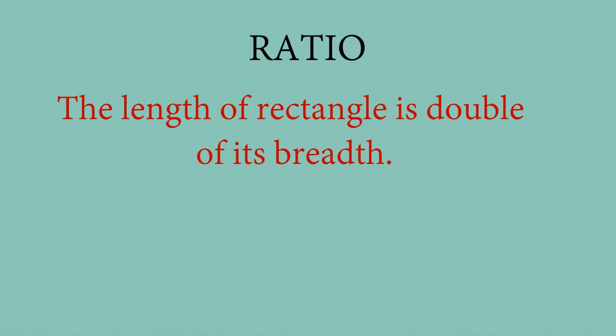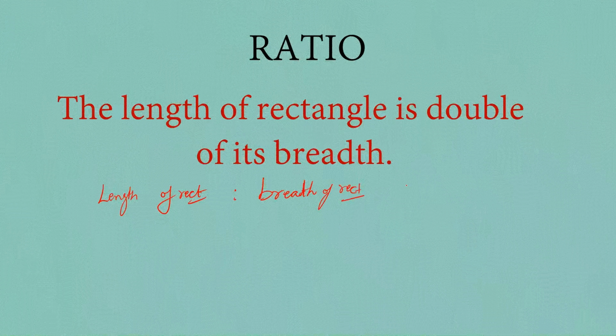Now we'll practice a few ratios. Consider this. The length of a rectangle is double its breadth. How to write the ratio for this? We'll write length of rectangle is to breadth of rectangle is equal to double. Double means 2 times. So length is 2 times breadth.